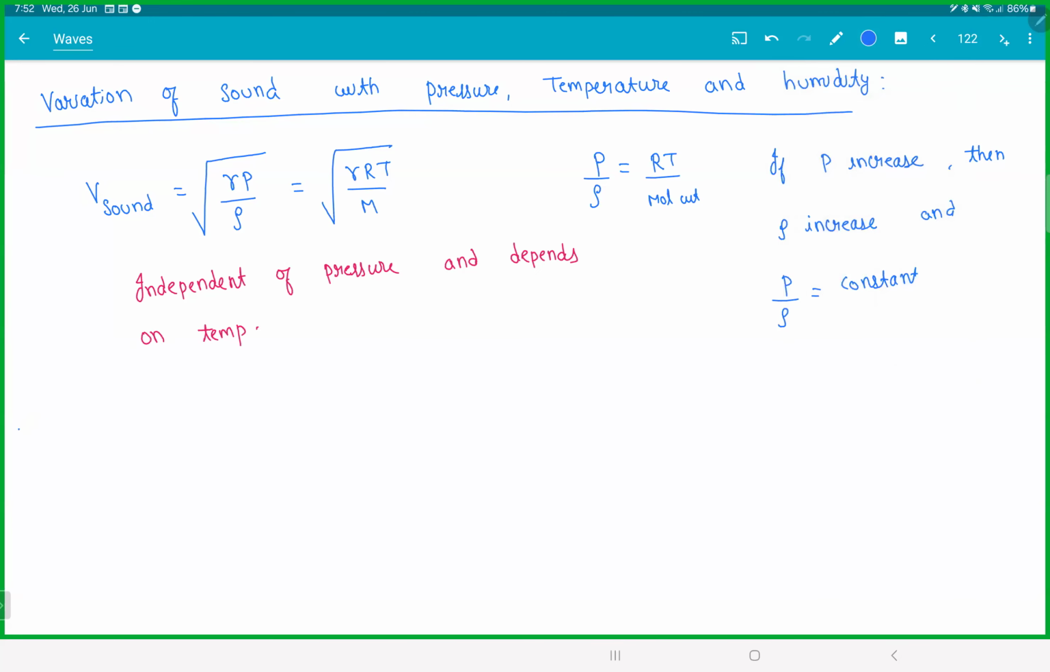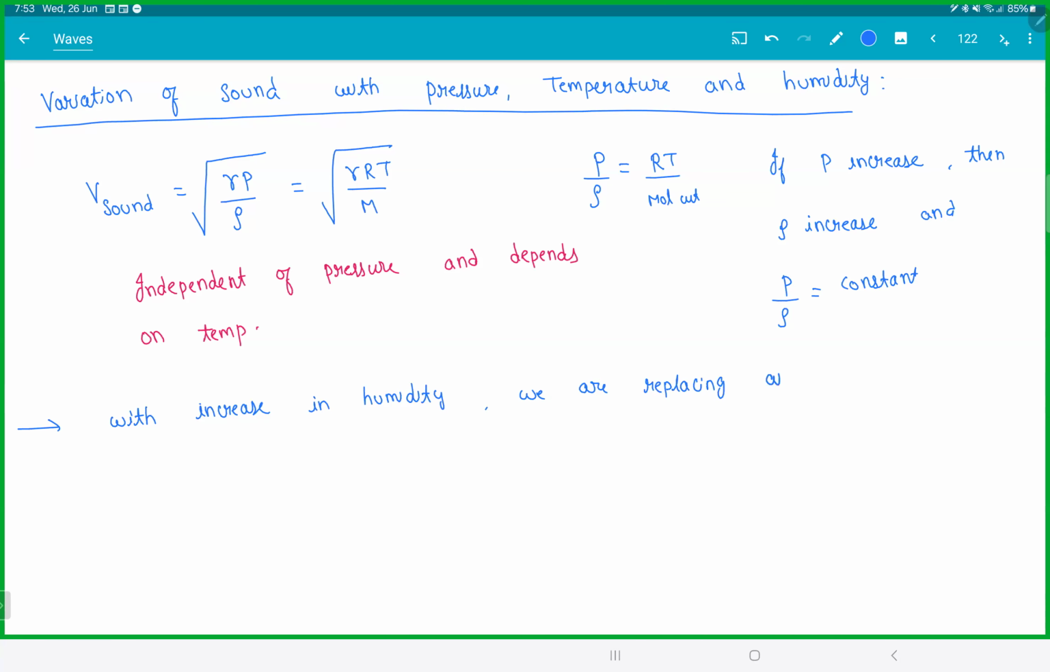Next thing, with increase in humidity. Again, what is humidity? You are replacing air molecules with water molecules. What is the molecular weight of air? Nitrogen almost 28. Water is 18. So you're replacing air molecules with 18 molecular weight. So m is decreasing. The speed of sound increases. So when there is more humidity or more water molecules, the speed of sound is more. In an extreme case, when all the air becomes water, what happens? Obviously, sound travels faster in liquids. That's an extreme case.